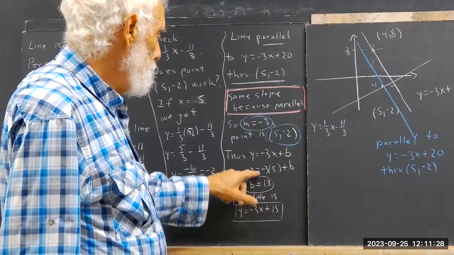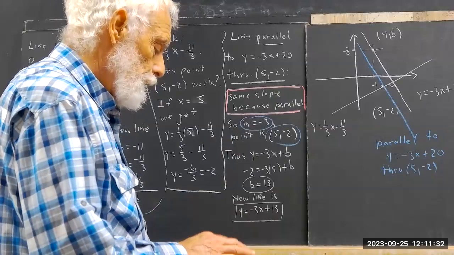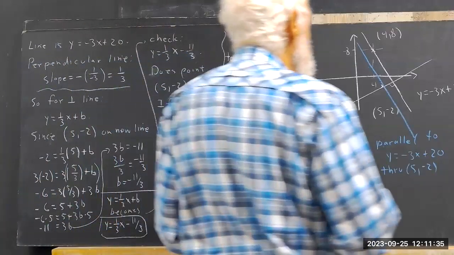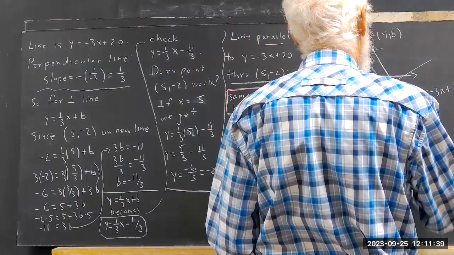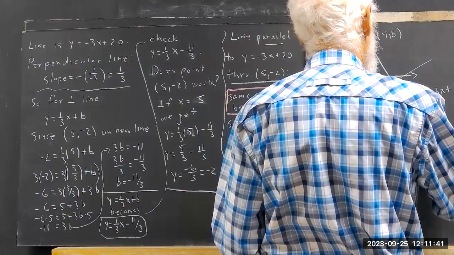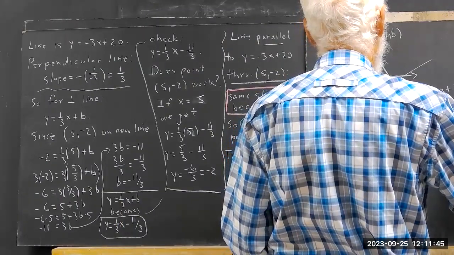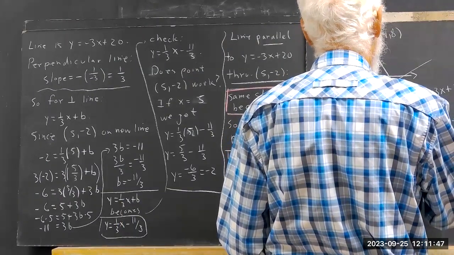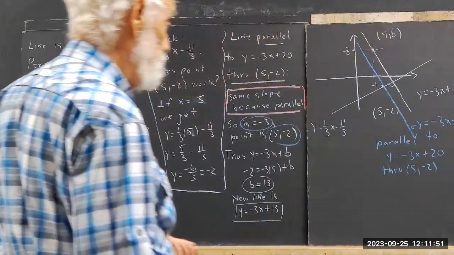M is negative 3, b is 13. There's your y equals mx plus b. So this line is y equals negative 3x plus 13.